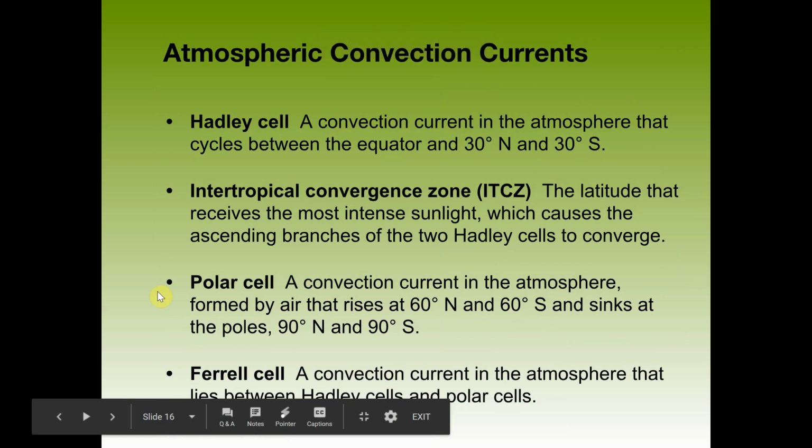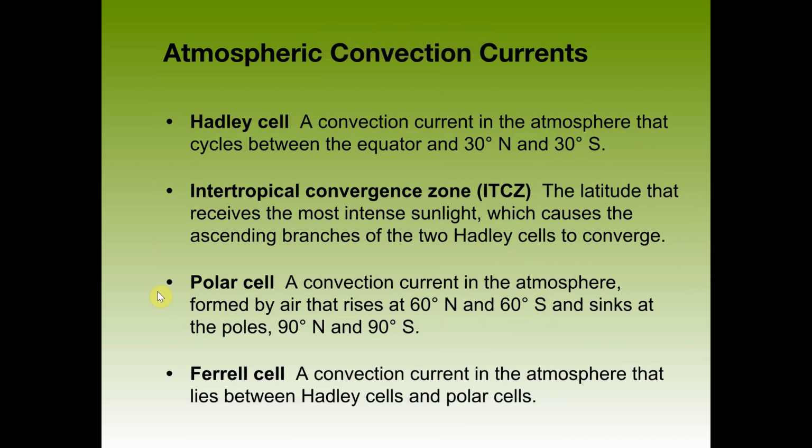So where does this happen? We actually have three different places in the northern hemisphere and the southern hemisphere where this happens. And we call these different cells. So we have what's called the Hadley cell, which is a convection current in the atmosphere that cycles between the equator and 30 degrees north and 30 degrees south. We have something called the ITCZ, which is the latitude that receives the most intense sunlight. This is usually near the equator, and this is where two Hadley cells converge.